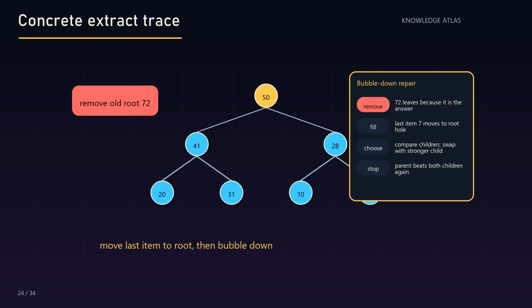Now trace extract. The root leaves first because it is the answer. The last item fills the root hole only to preserve the complete shape. Then bubble down repairs priority. At each step, compare with the stronger child, swap if needed, and stop when the local rule is restored.